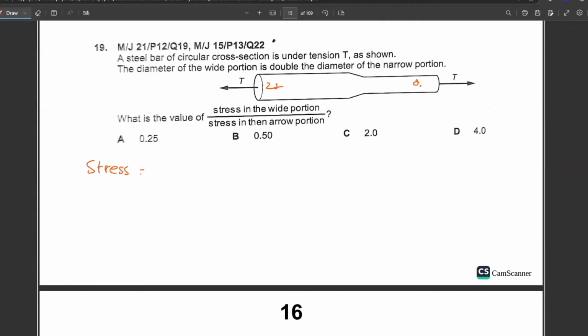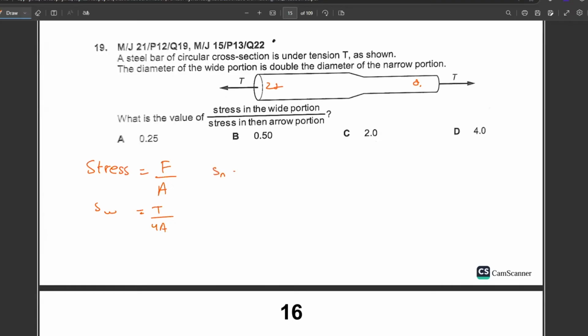Stress is equal to force over area. Perfect. In the wider portion, what is the force? Let me do it like this. Stress for the wider portion is force T divided by what is the area? Area will be 4A since the diameter is double.